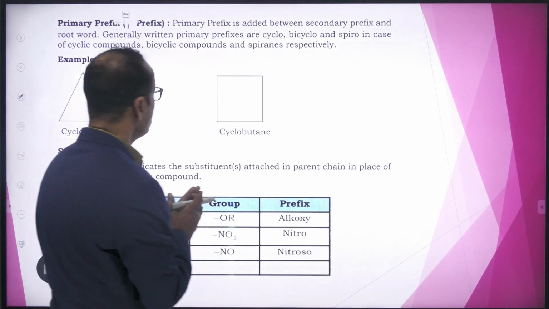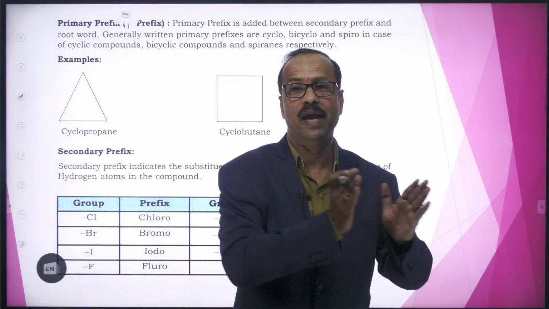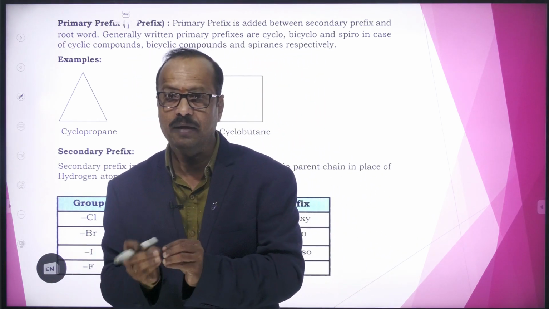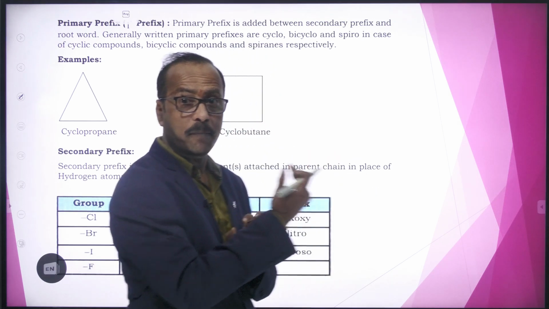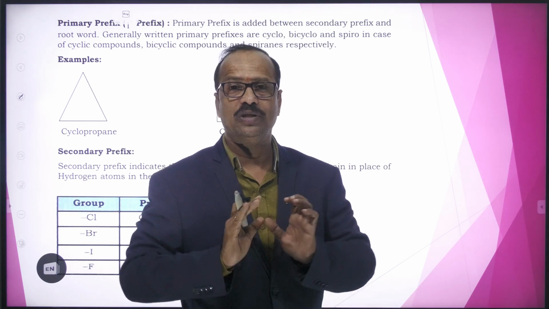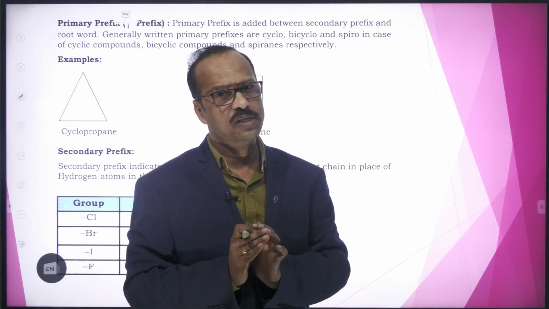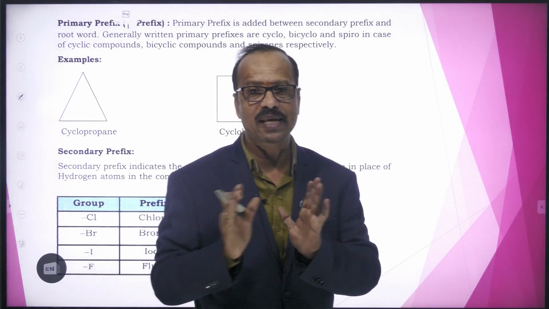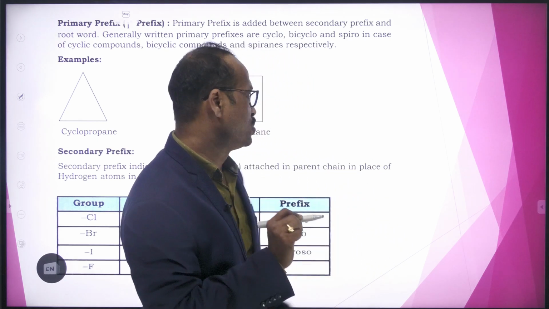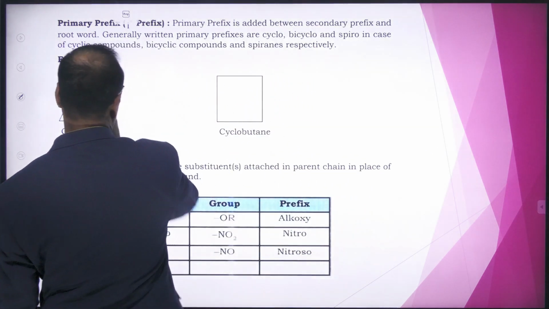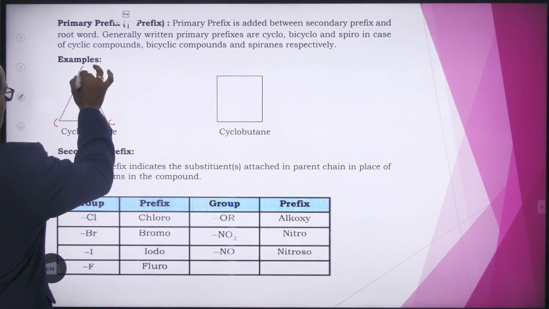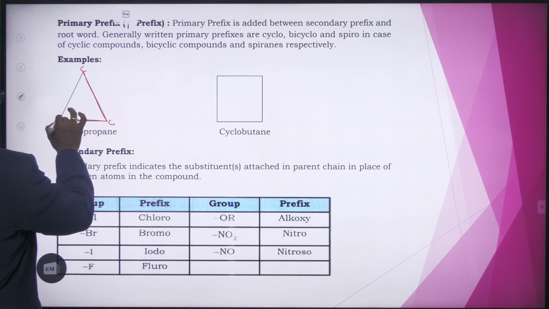Sometimes not only suffixes, we can also add prefixes. Pre means before, so before the root word also we can add some terminology. That is called a prefix. For example, take a cyclic compound. Cyclic means closed chain. Here, 1 carbon, second carbon, third carbon: this is a closed chain.